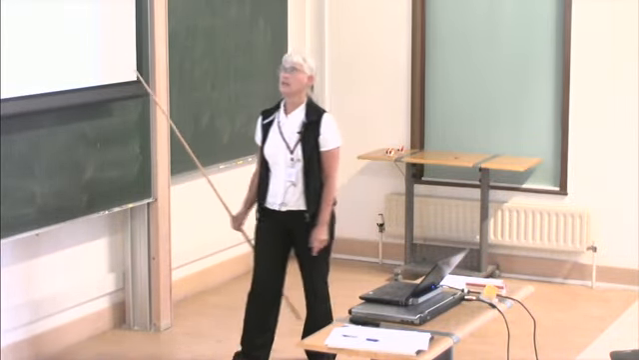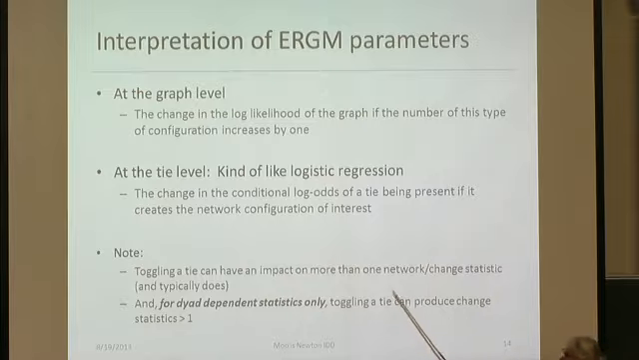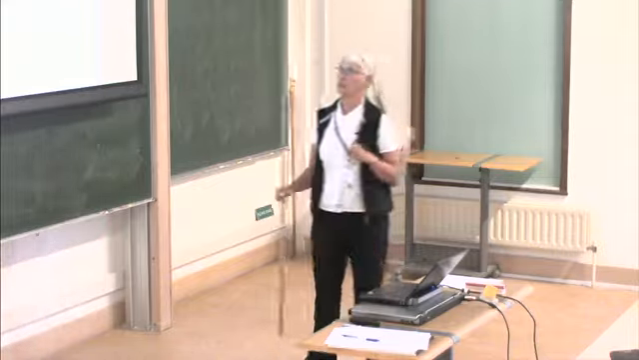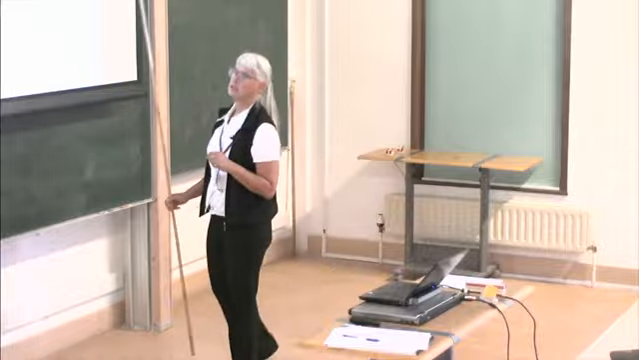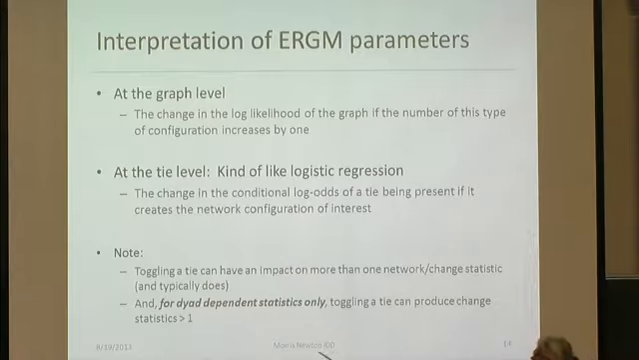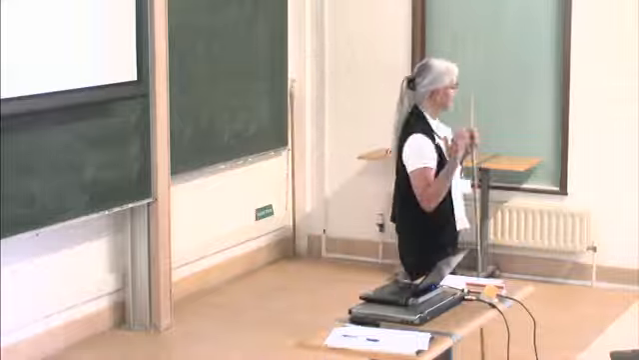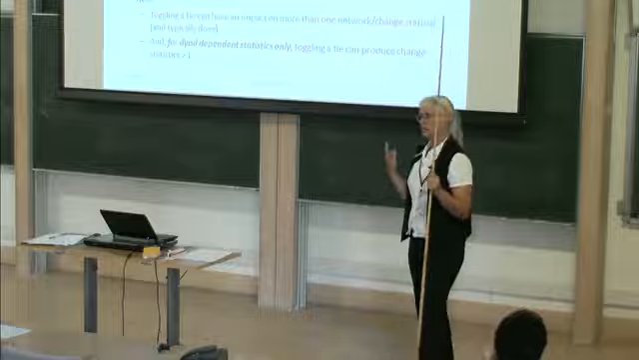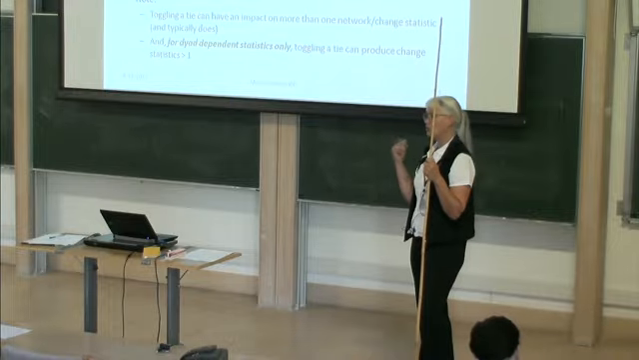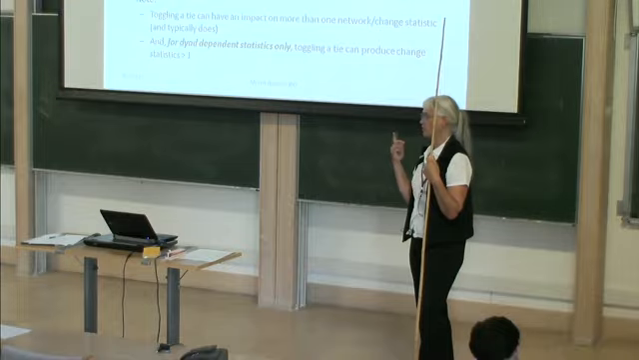So note that in contrast to a logistic regression, in this case, toggling a tie can have an impact on more than one network or change statistic, and it almost always does. So these will tend to be fairly highly correlated statistics. And especially, in fact, only for dyad-dependent statistics, if you toggle a tie, you can create a change statistic that's greater than 1. So if you're looking just at the edges term, the change in an edges term, if a tie is toggled from 0 to 1, will always be 1.